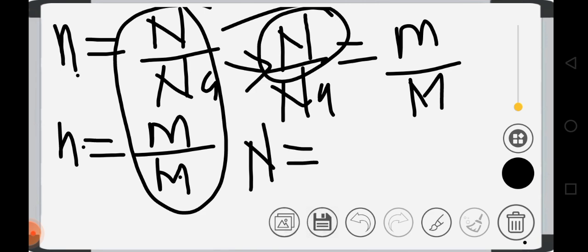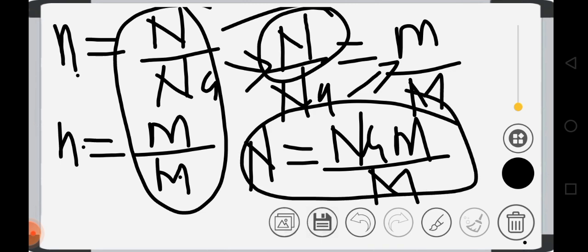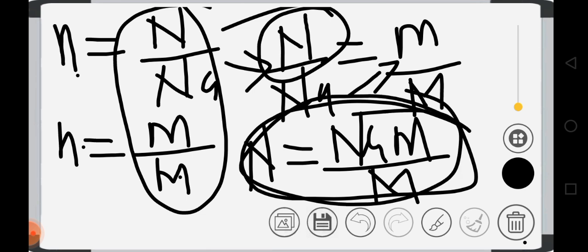We want to get the numbers of particles as a function of mass and molar mass, not as a function of numbers of moles. So we're going to apply this here. We're going to have Avogadro's number times mass divided by the molar mass. So this is what we are going to use now to solve our problem. This is just changing the subject of the formula. From here we can even get mass as a function of numbers of particles and the rest. So let's use this formula now to solve this problem.